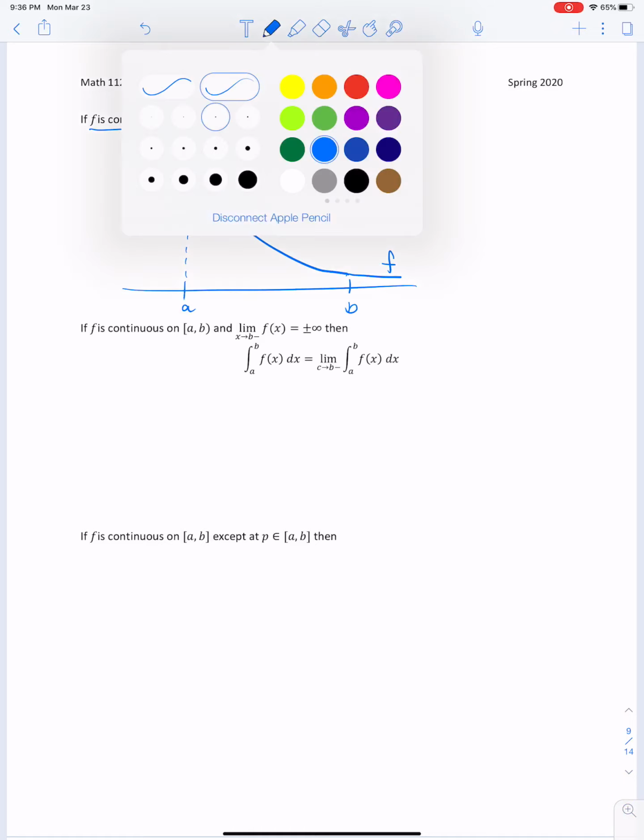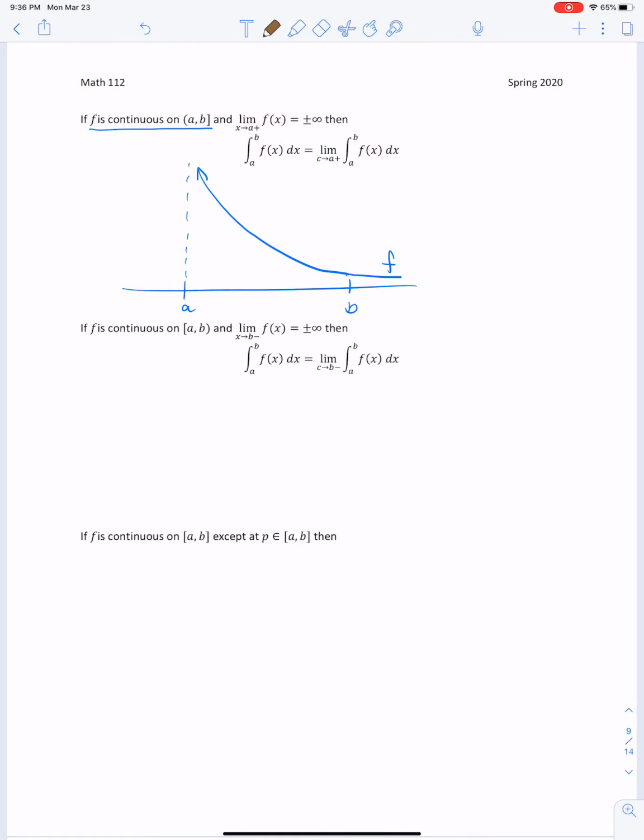Now we're going to choose some c that's larger than a and less than b. Then we take the area from c to b, and we let c approach a from above. Notice that this is specifically stated here: it's a one-sided limit from above, because we're trying to take this integral from a to b. So it wouldn't make sense to allow c to be on the other side of a.